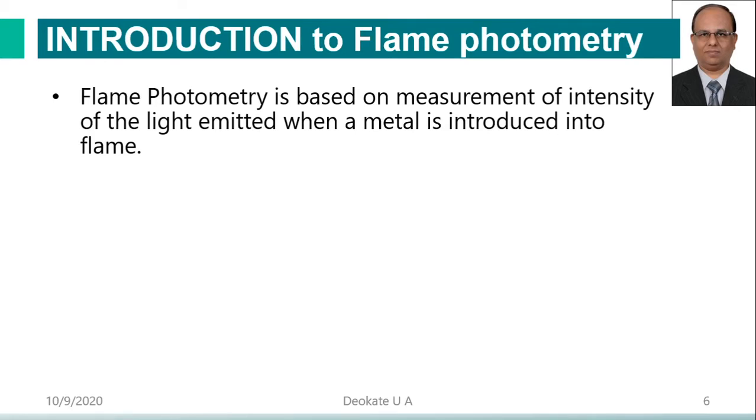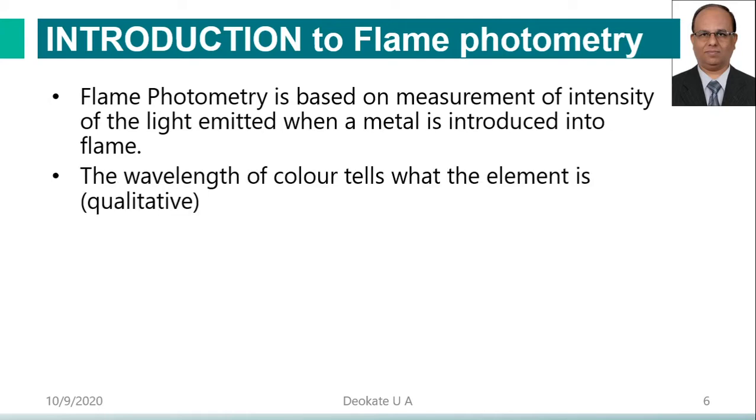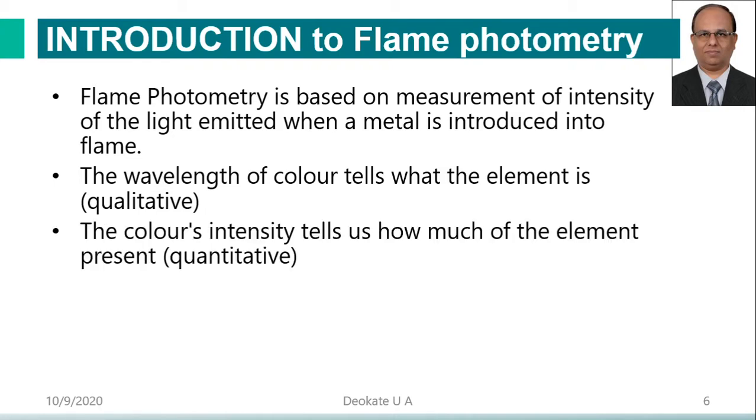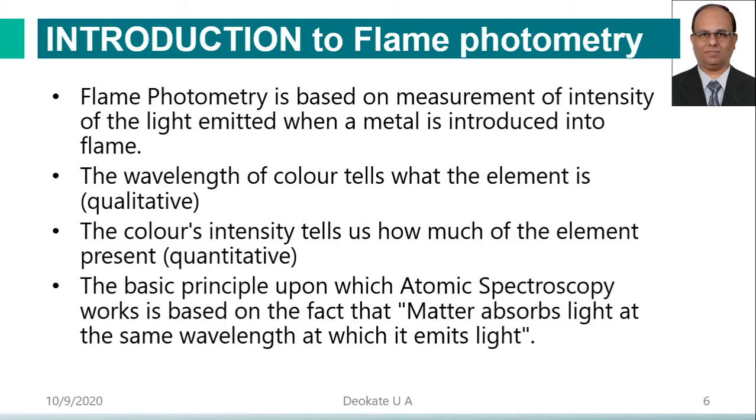Flame photometry is based on measurement of the intensity of the light emitted when a metal is introduced into the flame. The wavelength of the color tells what element it is. It can be used for qualitative analysis to know the type of metal in the sample. Similarly, the color intensity tells us how much of the element is present, so it is also used for quantitative analysis. The basic principle upon which atomic spectroscopy is based is the fact that matter absorbs light at the same wavelength at which it emits light.